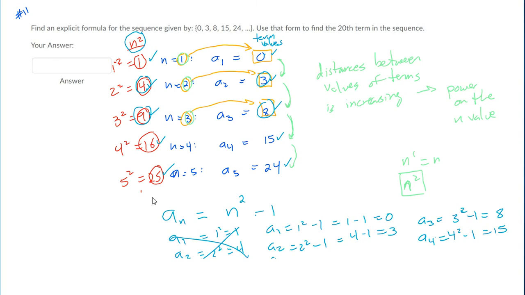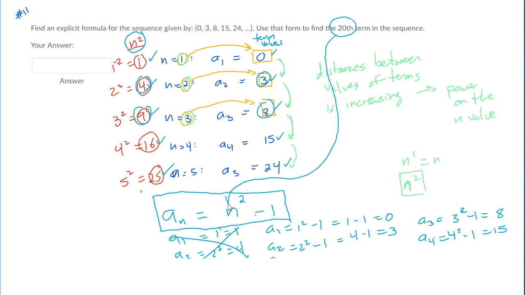So this is my explicit formula for the terms. It takes a little detective work to get it. But once I have it, I can easily apply it to get the 20th term. How do I apply it to get the 20th term? You just plug 20 in for n, and bada boom, you got it. You could do bada bing too, I guess. Either way.